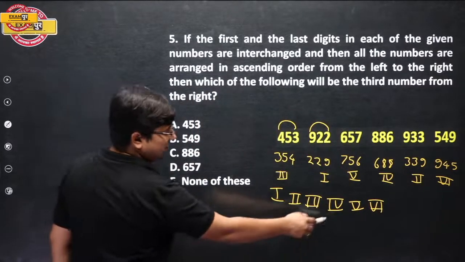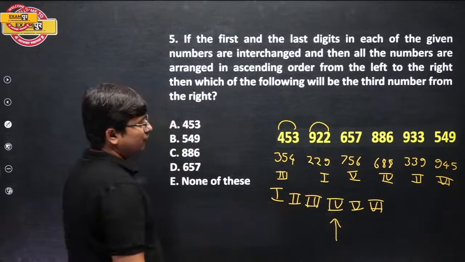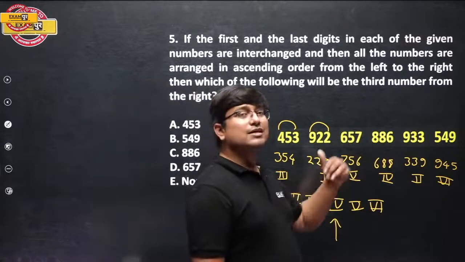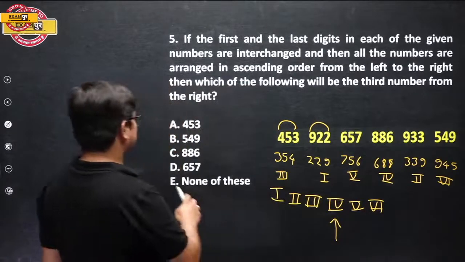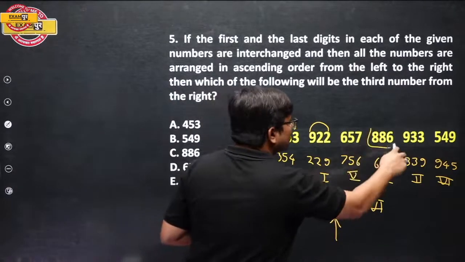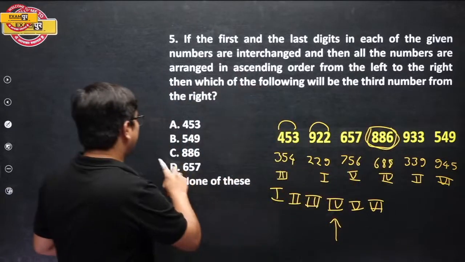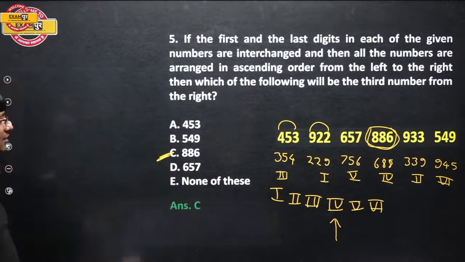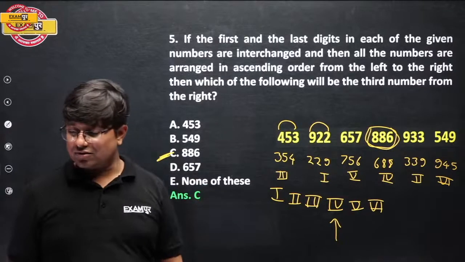Obviously it will be this one, the fourth one, which is standing for 688. But again, what is the original number? The answer should be in the form of the parent number. And that is 886. Answer is option number C.